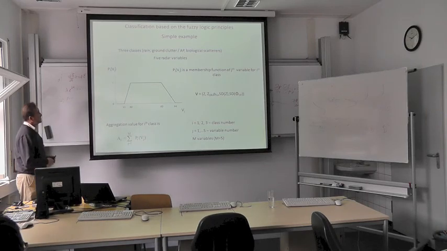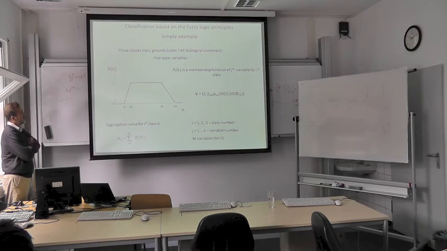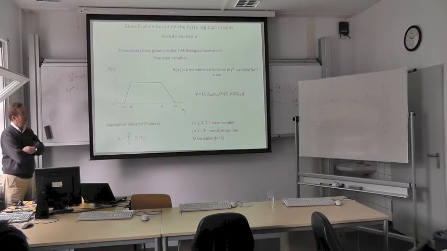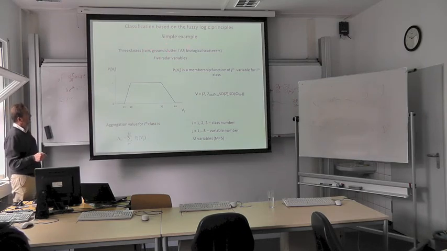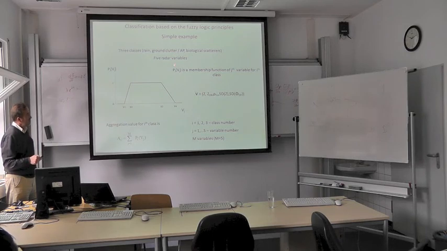All right, then the basics of the algorithm. I would like the students to watch this carefully and draw attention to that, because one of the projects will be on the classification, basically. So there is a very simple example. Let's say we have three classes: rain or meteorological scatterers, ground clutter, and biological scatterers. And let's say we have five, or maybe three, radar variables.